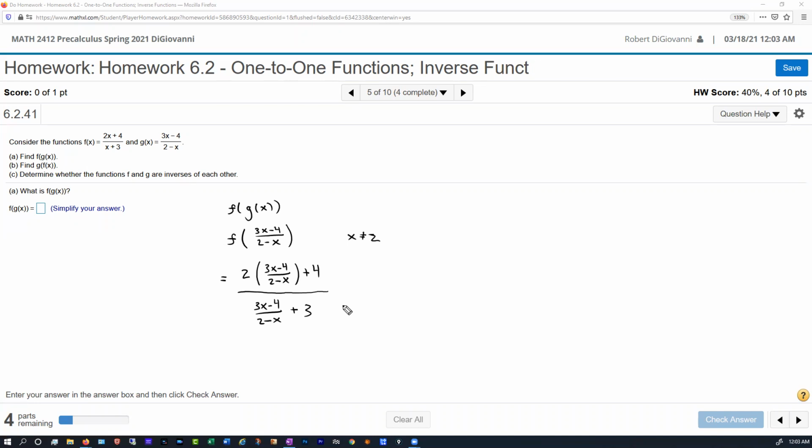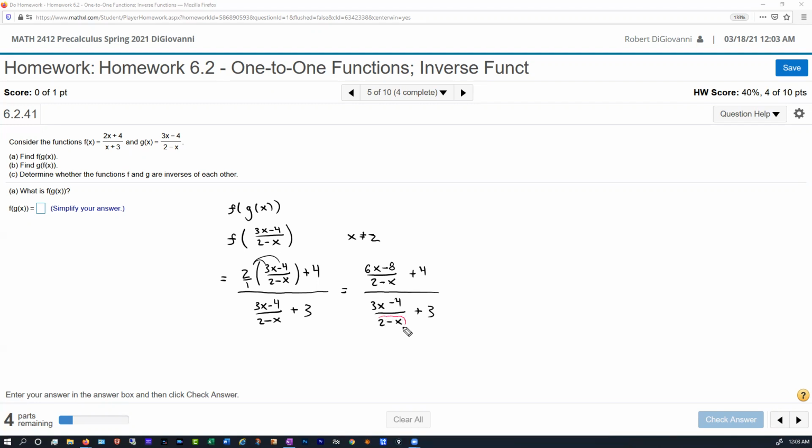All right, so here's what I'm going to do. I'm going to distribute this 2 through. This is like a 2 over 1. So the 2 is just going to hit the top of that. And I will get, let's see, 6x minus 8 over 2 minus x plus 4, and then over 3x minus 4 over 2 minus x plus 3. And then now here comes the weird part.